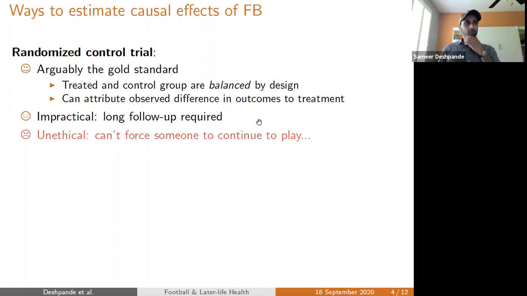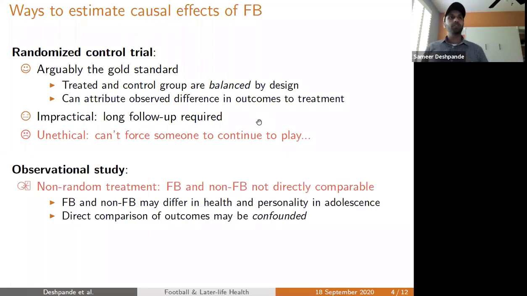So this seems like we're stuck. The gold standard for estimating causal effects, we simply can't appeal to that. So we're going to be stuck using an observational study. And the fundamental challenge with observational studies is that treatment assignment is no longer random. And this means that the football playing group and the non-football playing group are not directly comparable.